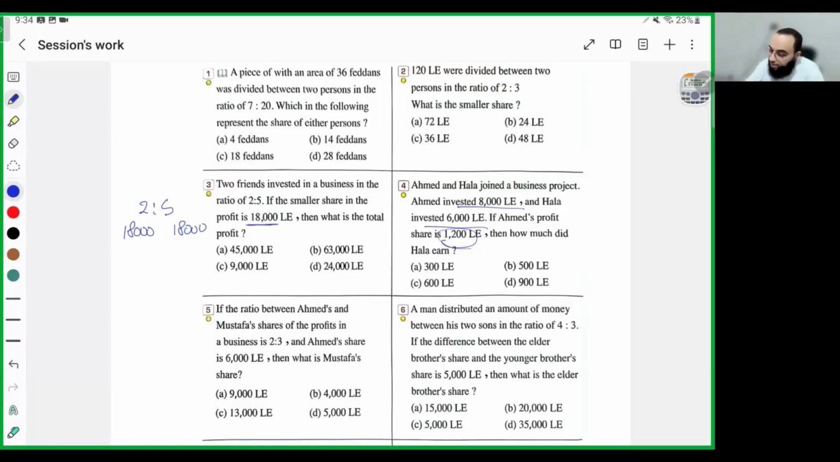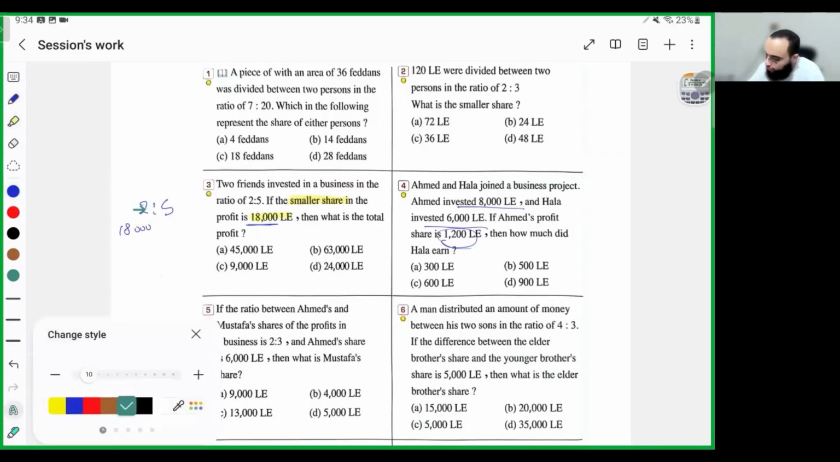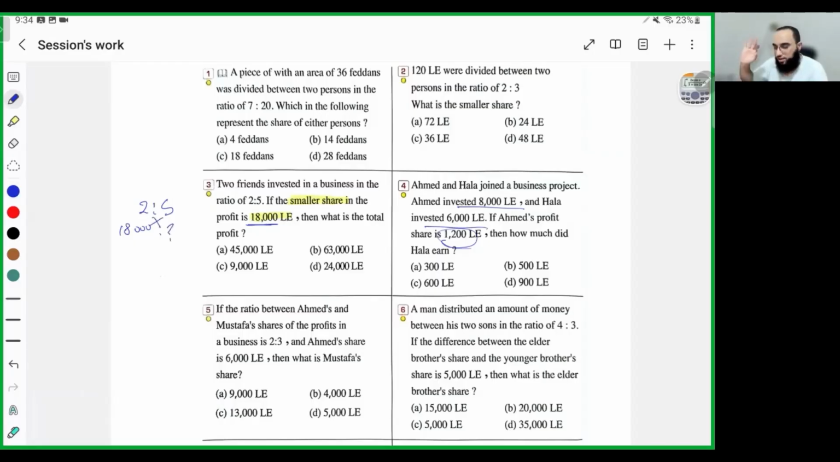I'm asking you. 18,000 below 2 or below 5? It's below 2. You know why? Because it's the small share. Which is smaller, 2 or 5? 2. Then put it below 2 in cross multiplication. Okay? We have finished.